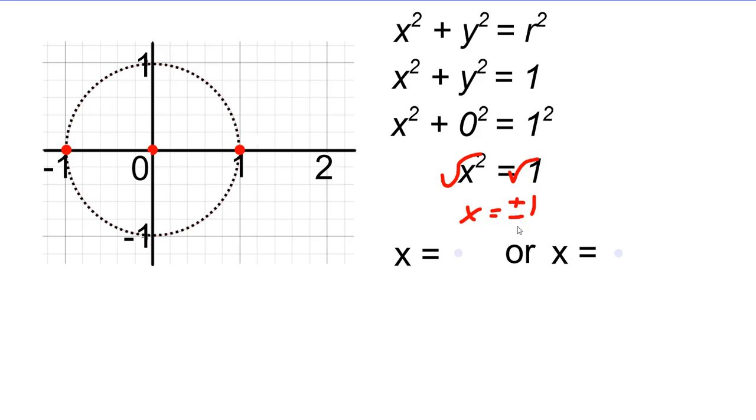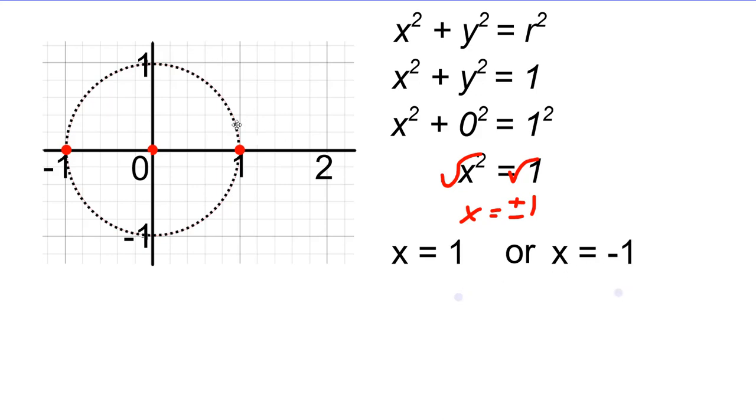Now, most of the time in geometry, we don't worry about the negative values because we don't have negative distances. But in this case, we do need to point it out. So our 2 solutions are x could be -1, x could also be +1. Oops, I grabbed the wrong thing. So +1 and -1.